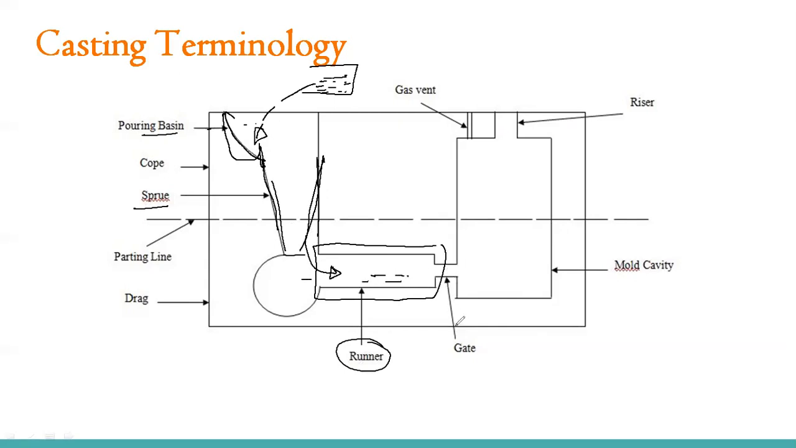Next to the runner, there is a gate. After the gate, whatever molten material passes through that gate directly enters the mold cavity. So here, this is the mold cavity that we are using.